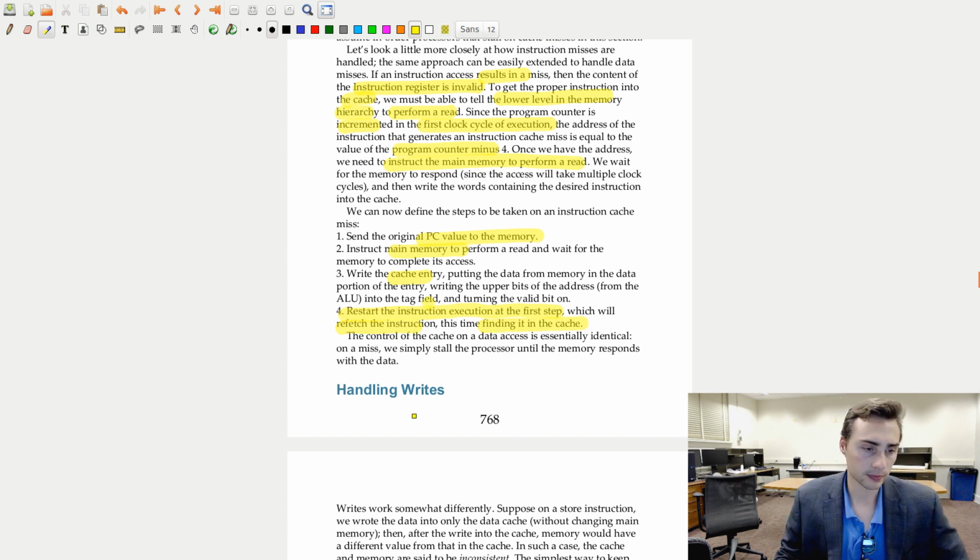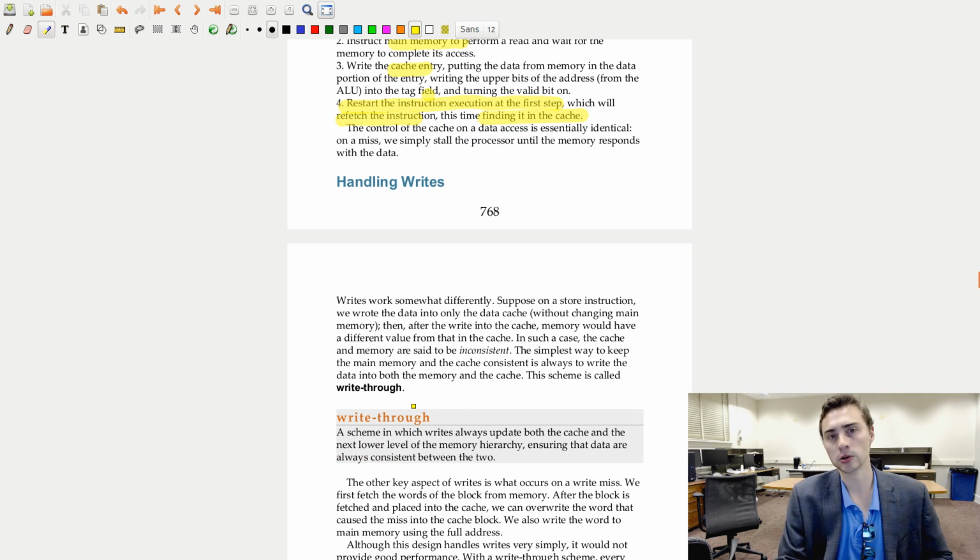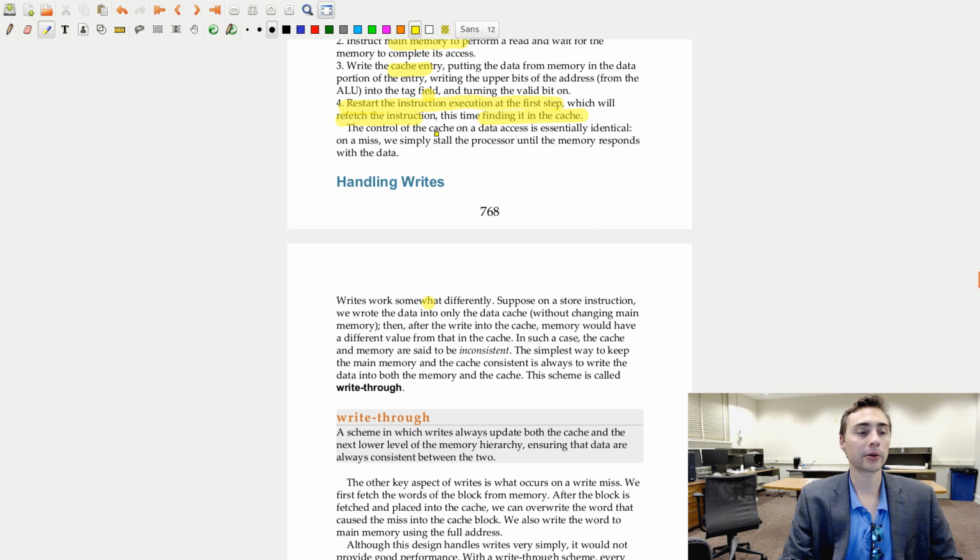So how do we handle writes now? That's how we handle a read, and also a read miss. So how do we handle a write? Writes work somewhat differently. Suppose on a store instruction, we wrote the data only into the data cache without changing main memory. Then after our write to the cache, memory would have a different value than in the cache. This is what we call inconsistency.